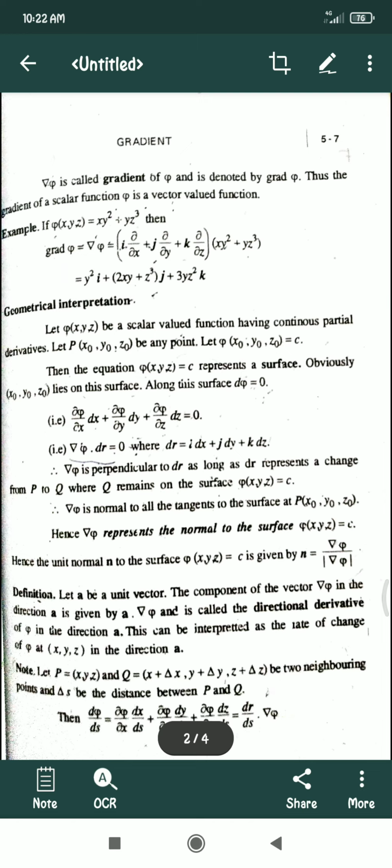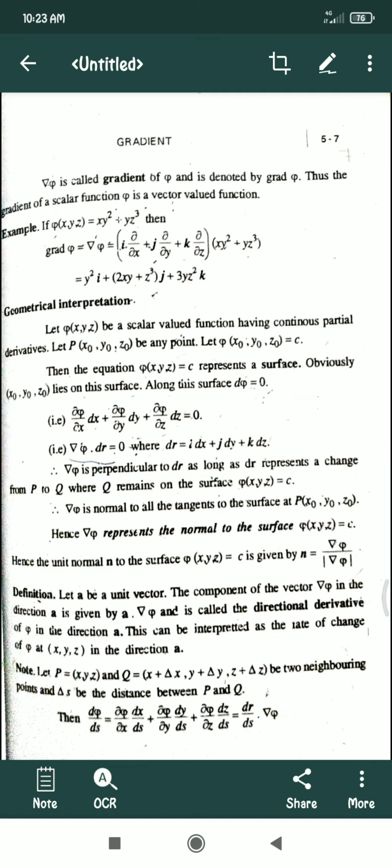Next, del pi is called the gradient of pi and it is denoted by grad pi. So we can also denote del with the name gradient. So we have gradient pi. Thus the gradient of a scalar function pi is a vector valued function. Here they have defined the gradient of a scalar function. If we choose a function in scalar form and calculate the gradient, then the result will be a vector valued function. So here we can see an example.